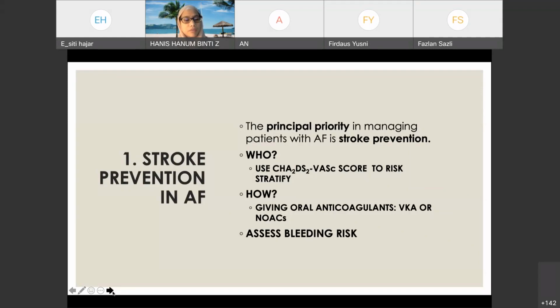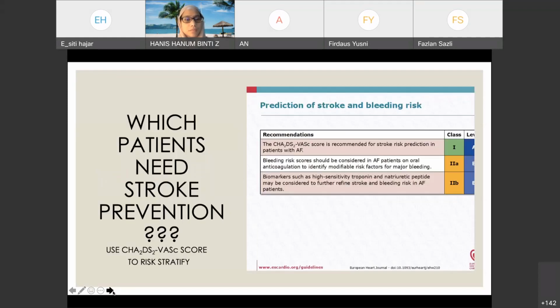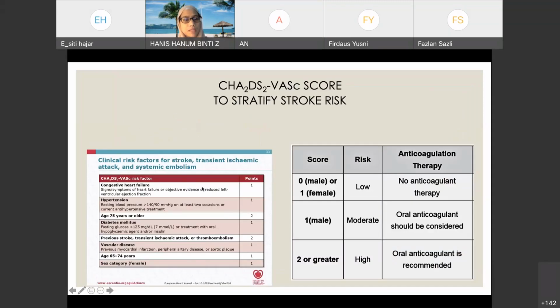Now, this is the CHA2DS2-VASc score. Which patient needs stroke prevention? You need to use the CHA2DS2-VASc score. It has a class 1A evidence. You need to use this score in patients with AF to know whether they're at risk of stroke or not. Like I said, this is the CHA2DS2-VASc score.